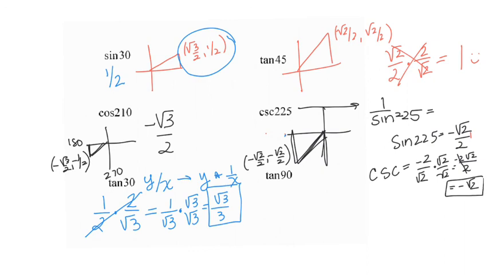Okay, last one is tangent 90. 90 is right here, which is 0 over 1 up. And when I do y over x, I get something bad. This one is undefined.